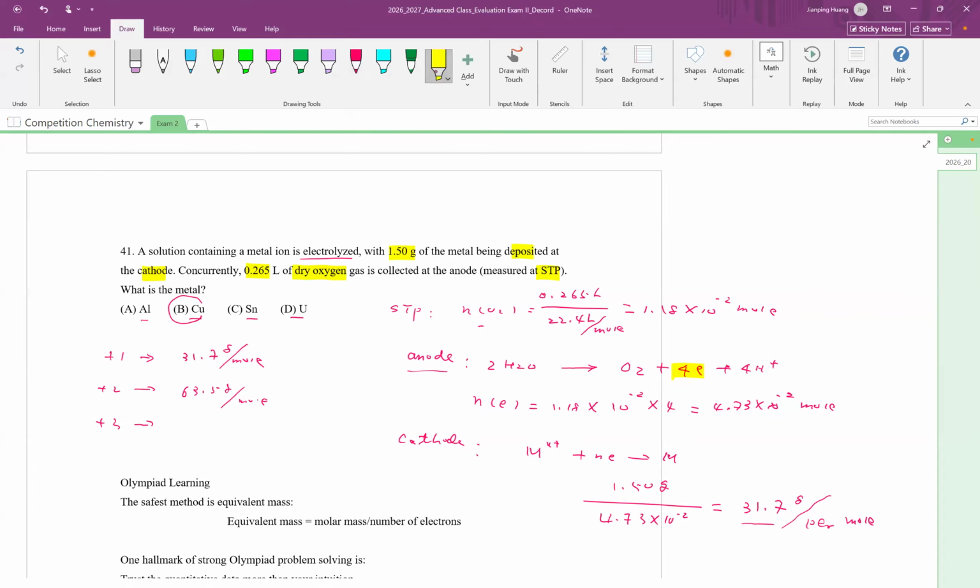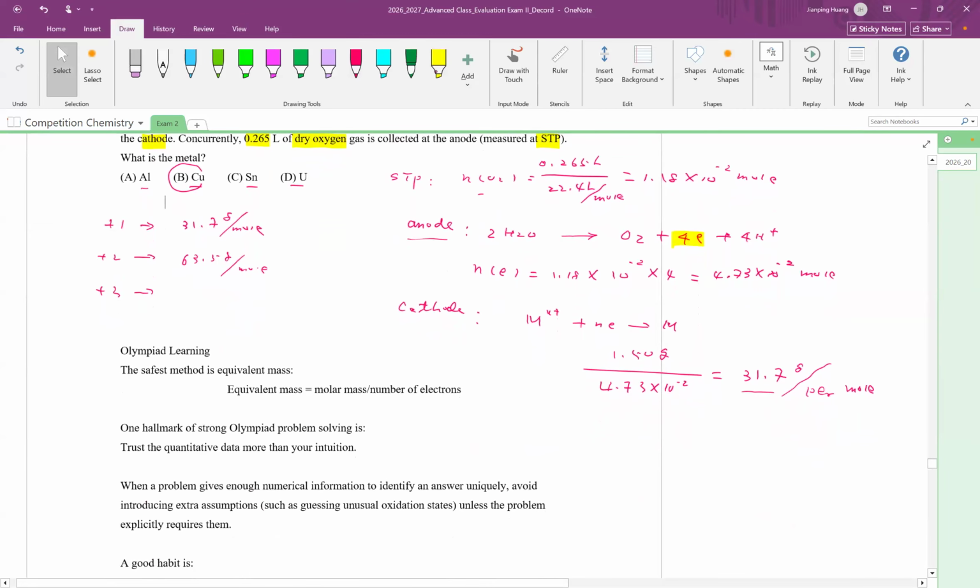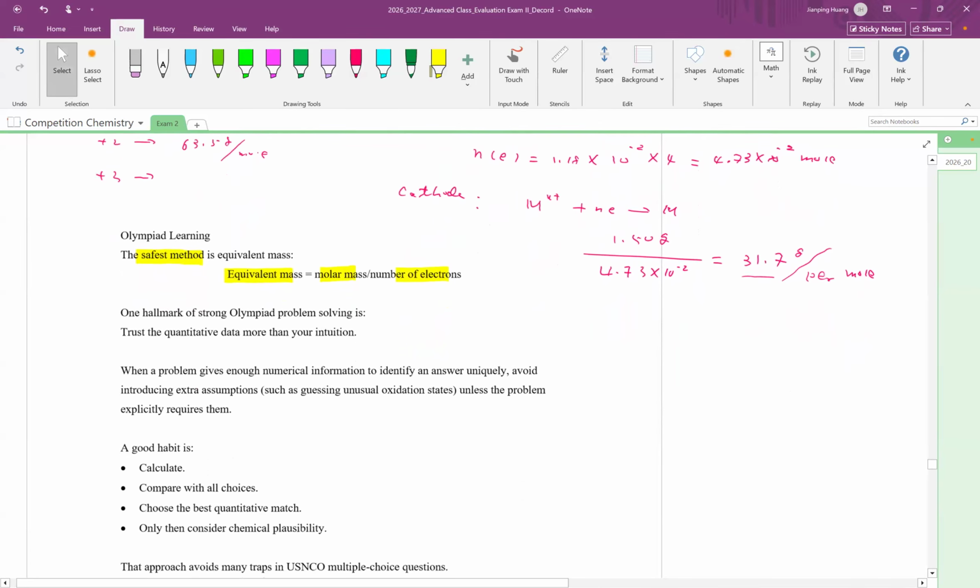It's the same question, electrolysis, but the problem is changed. Now go to the next one. See, here, what's the Olympiad learning? Olympiad learning is that the equivalent mass equals the molar mass divided by the number of moles of electrons.